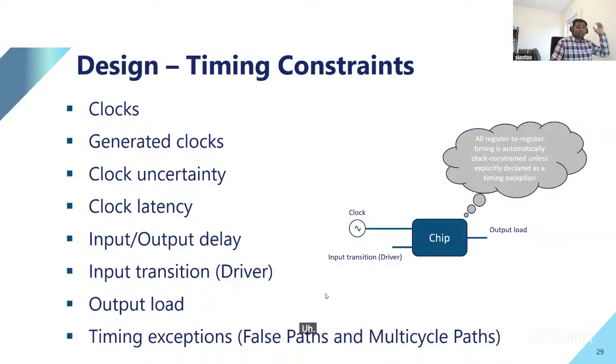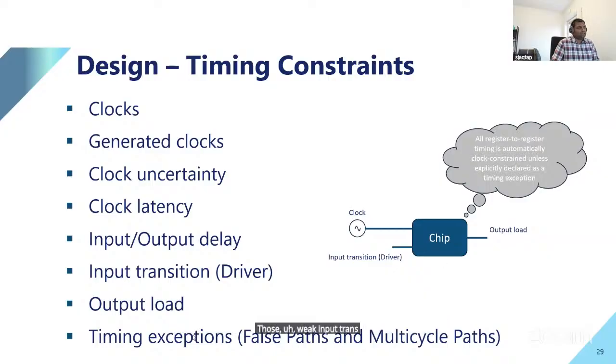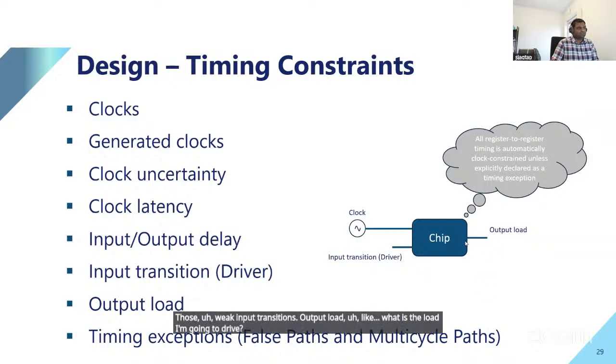Input transition. So how strong my input transition or input signal is. If my input signal is weak, of course I need fast cells with low VT, which can trigger on those weak input transitions. Output load: what is the load I'm going to drive on these pads.